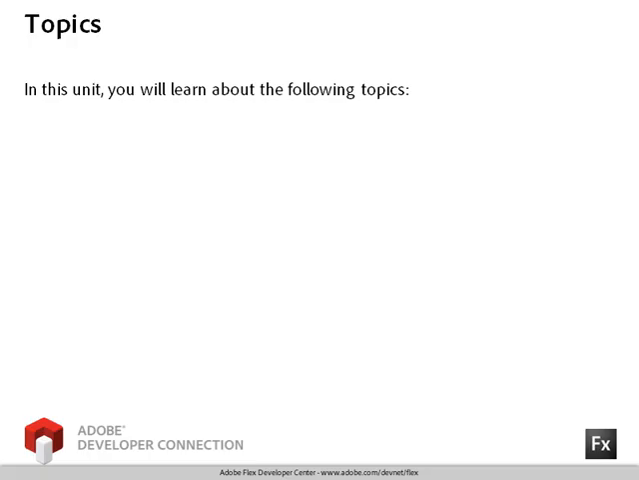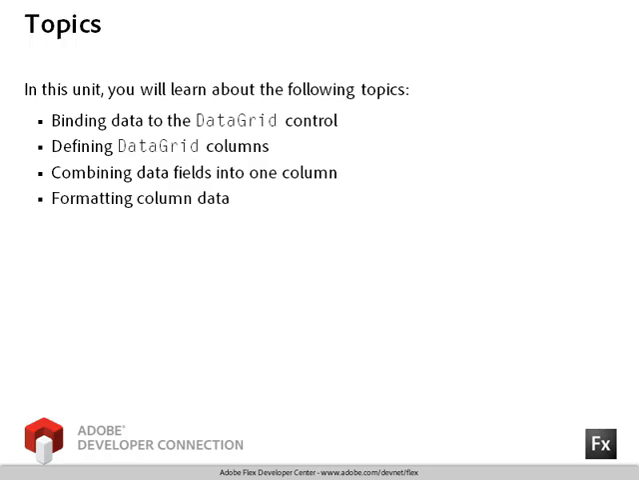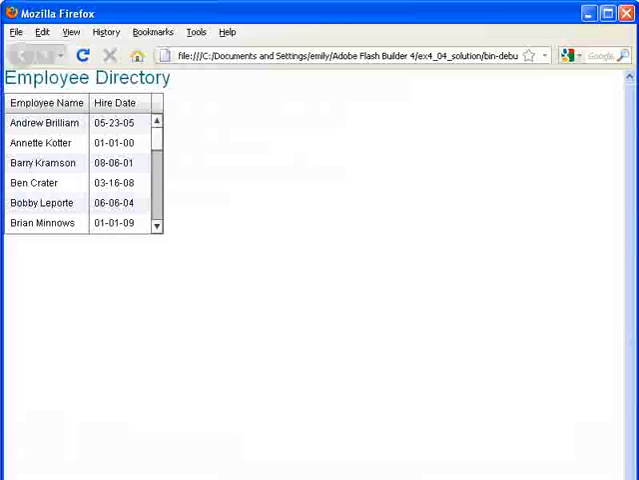The DataGrid control is an MX component which displays data in columns and rows like a spreadsheet. In this video, you will learn how to bind data to the DataGrid control and then define which data fields to display in columns. Next, you will combine two data fields into one column display, and lastly, you will format the column data using a formatter component.